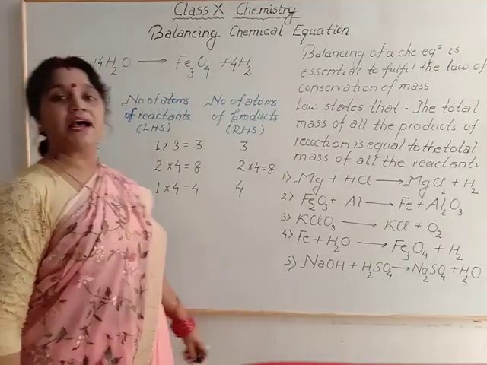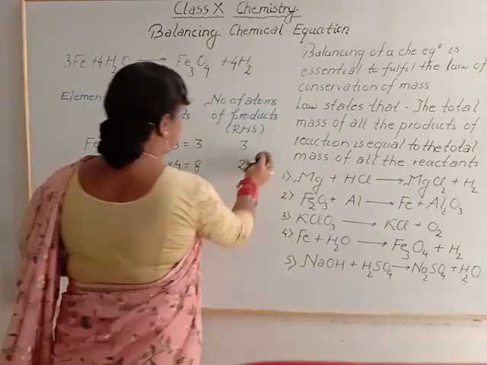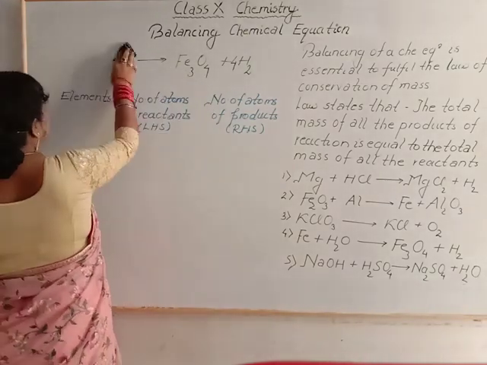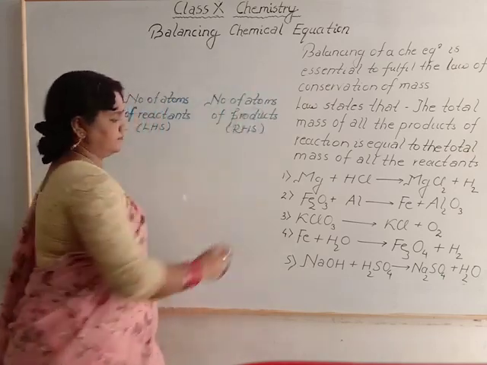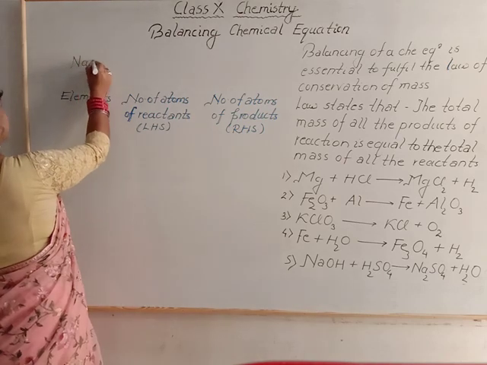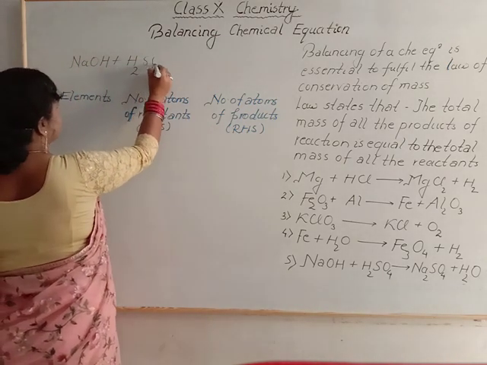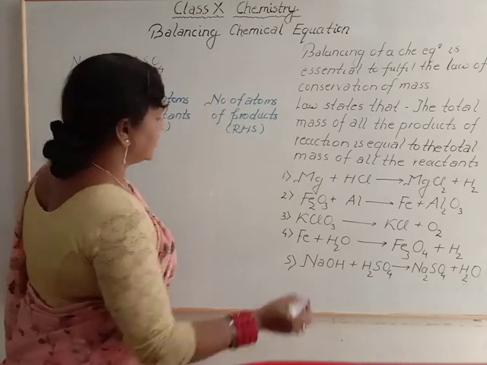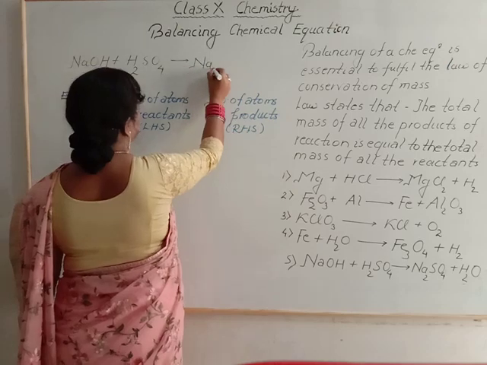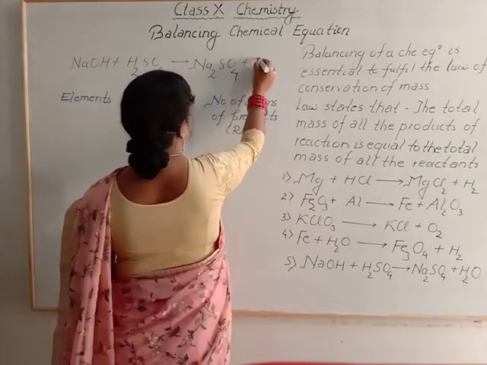Now this is a balanced chemical equation. Now see the last example which I have written on the board. Sodium hydroxide plus sulfuric acid, H2SO4, gives sodium sulfate and water.